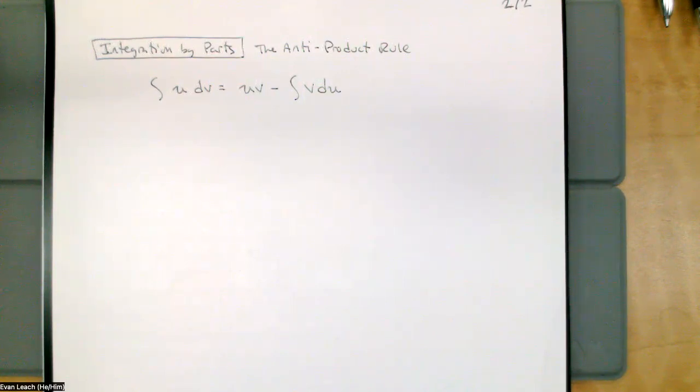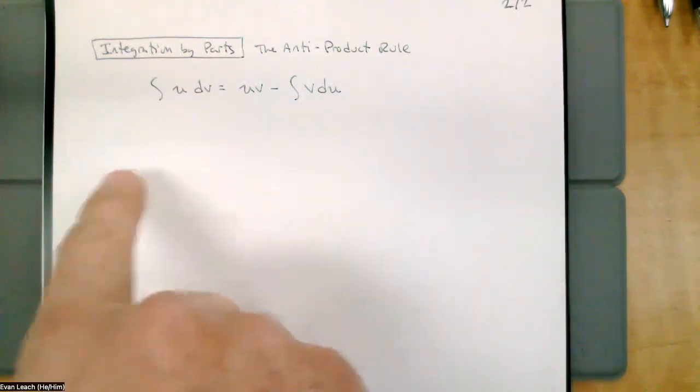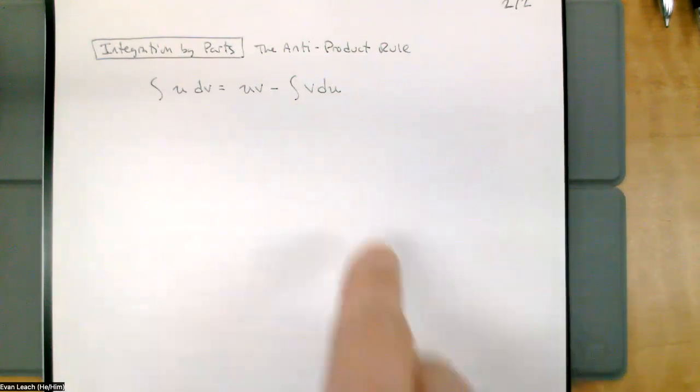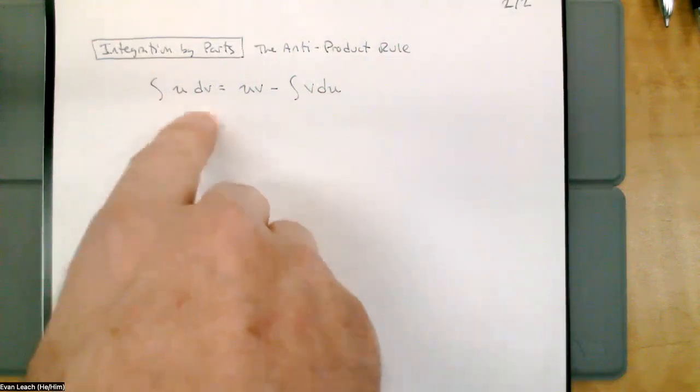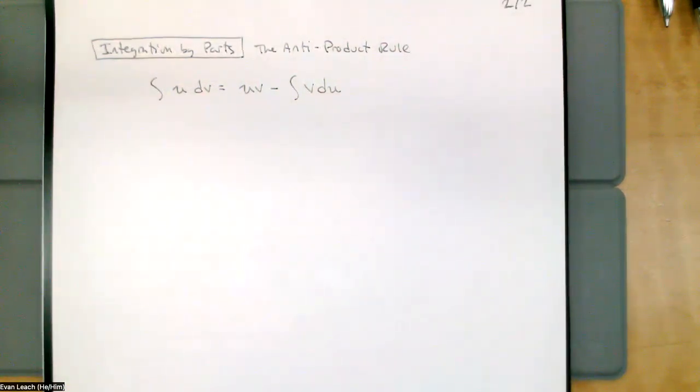I also don't bother showing you why this is the anti-product rule. Put the integral of v du on the other side and take the derivative all the way through. Derivative of the first times the second plus the first times the derivative of the second. That's where it comes from. We don't need to write that down, because right now we're integrating. And I know you all know the product rule. This looks different enough that you'll just remember the integral of u dv is uv minus the integral of v du.